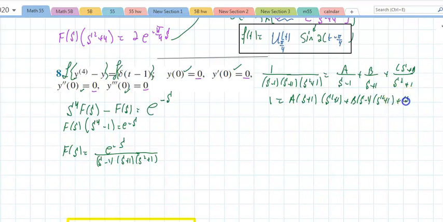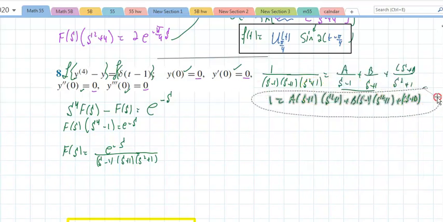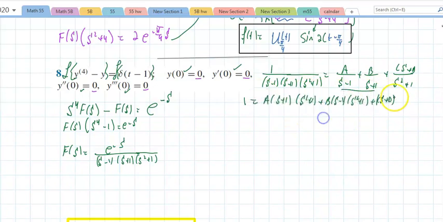And I could say this is cs plus d times, if you multiply those, wouldn't that be s squared minus 1 or s minus 1 into s plus 1, it makes no difference. And now I could find a in no time. And how is that? Let s equal 1. I'll get 1 to equal a times 1 plus 1 is 2, and 1 plus 1 is 2. A 1 in there will make that a 0, and a 1 in there will make that 0. That means a is actually 1/4.